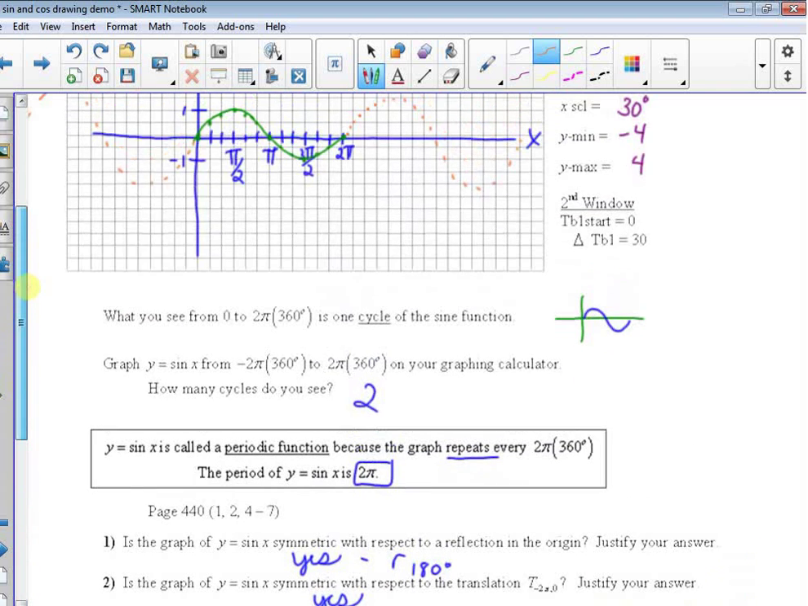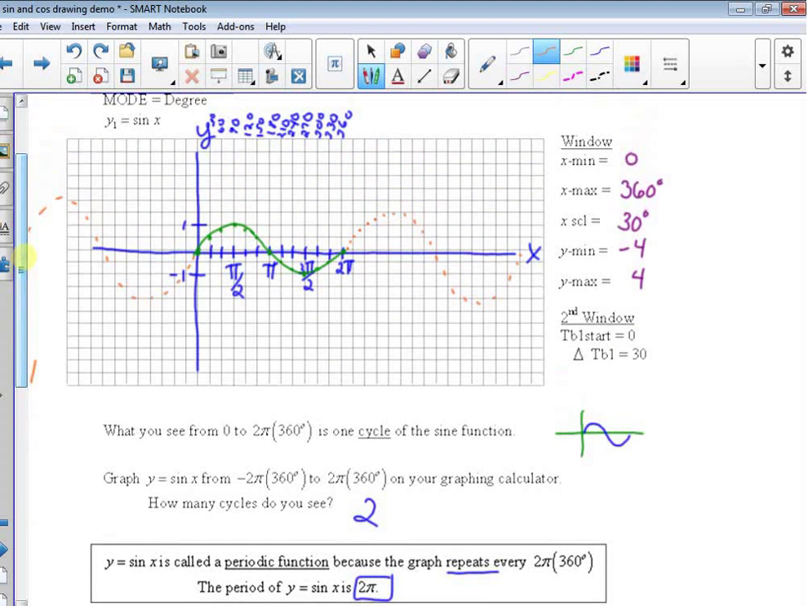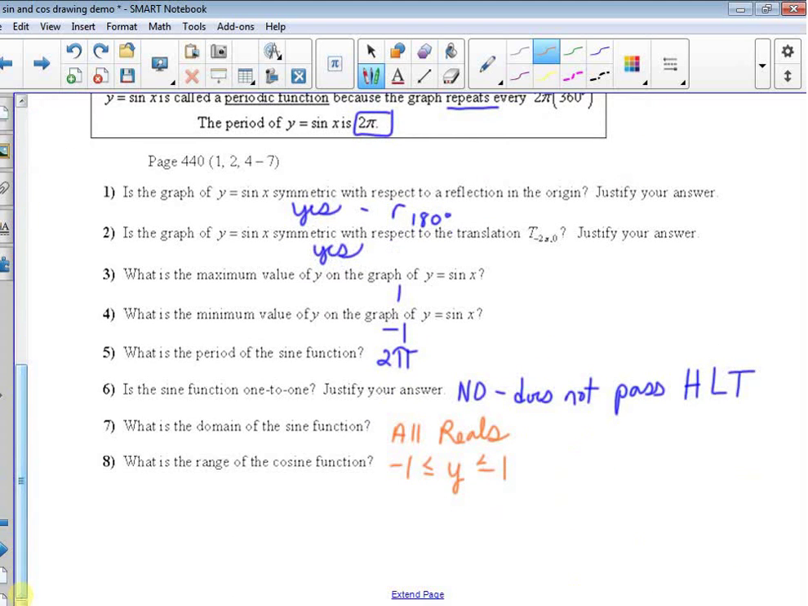So back to those translations a little bit. Just imagine sliding this green graph that I just made 360. It would fall right on top of the red dotted. Or if I moved it to the left, it would fall on top of that if you just slid this green line.